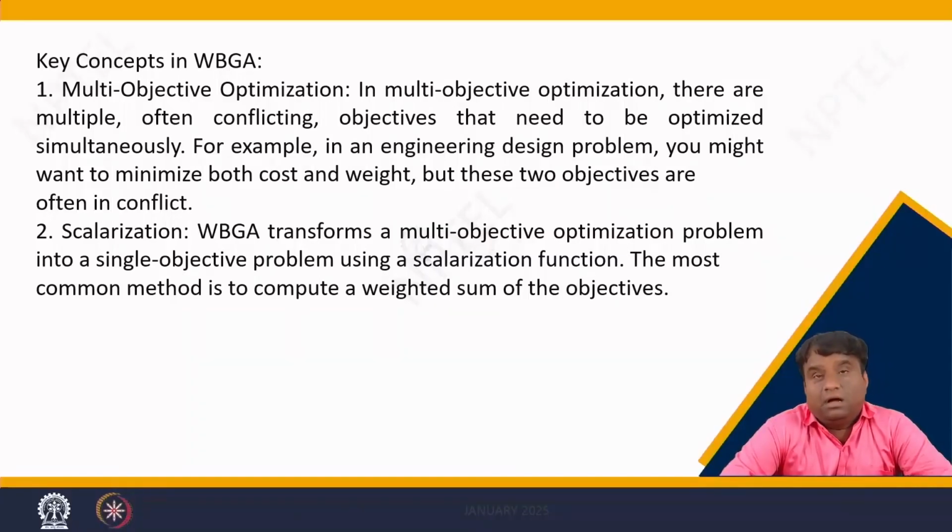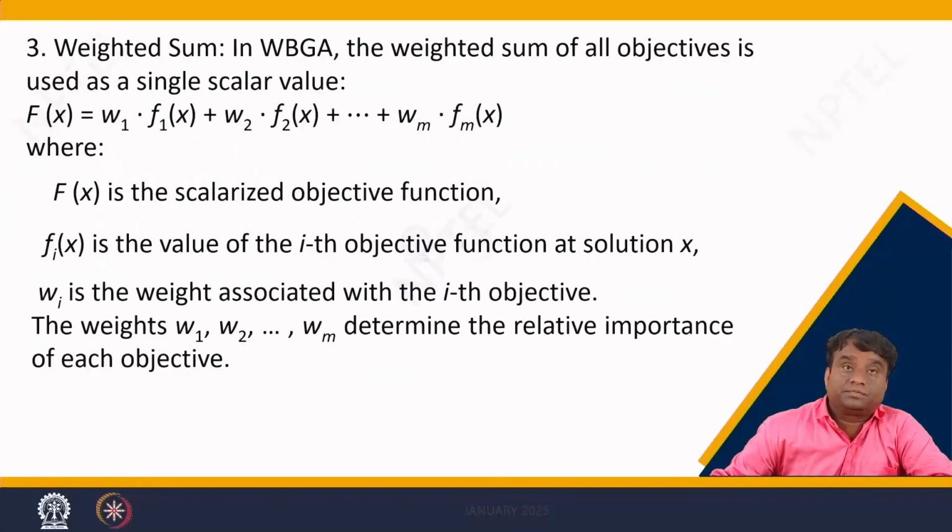For example, in engineering design problems, we want to minimize both cost and weight, but these two objectives are often in conflict. Scalarization: WBGA transforms a multi-objective optimization problem into a single-objective problem using a scalarization function. The most common method is to compute a weighted sum of the objectives.